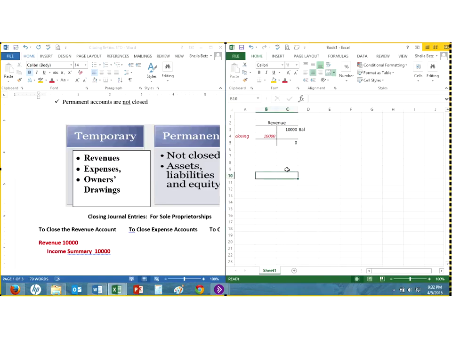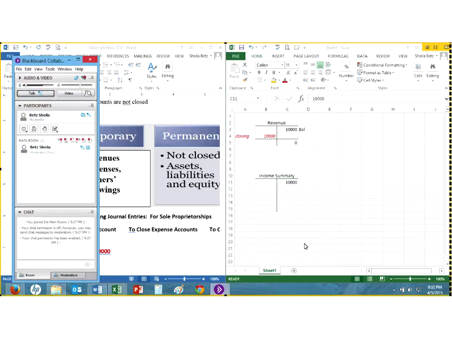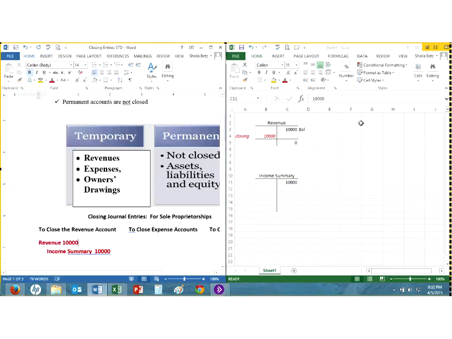And while we're at it, let's make up a T account for income summary. So I debited revenue and I credited income summary. So like I said, all I've done is move that revenue to another account. Now what about expenses? So I'm going to create 2 fictitious expense accounts, one called rent expense and let's just do one called miscellaneous expense.